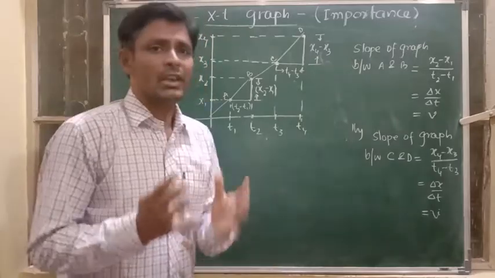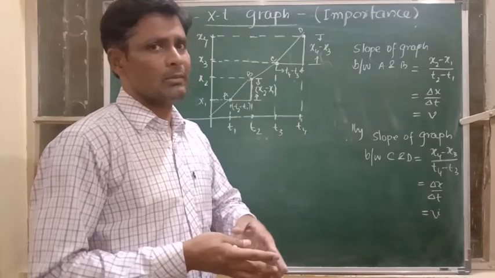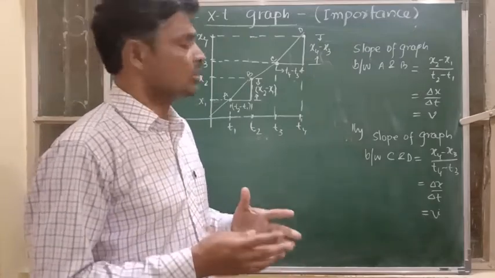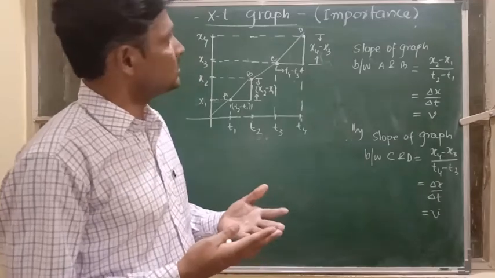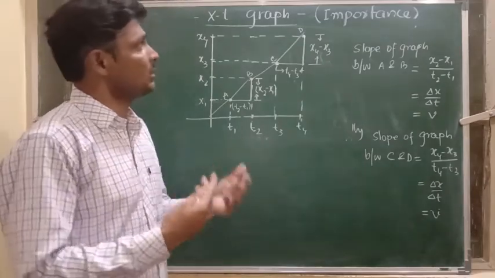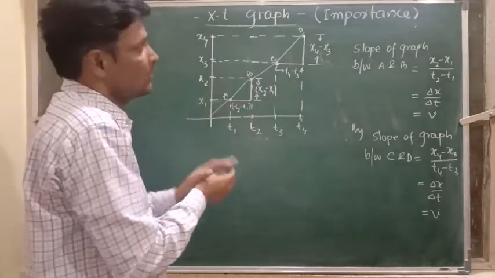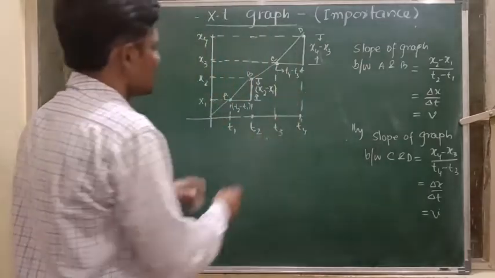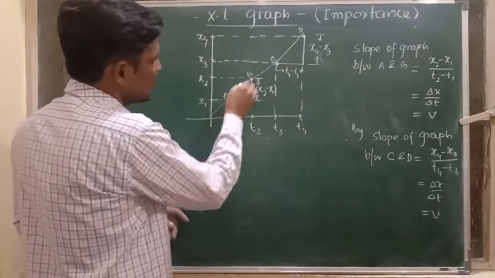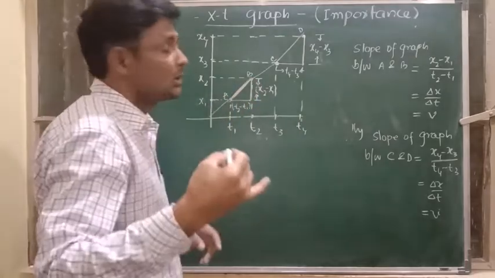Let us see what is the importance of xt graph. Using xt graph you will be able to find out the position of an object at different instants, and you can have another importance of this graph. Just first let us discuss what we can get from it. Slope of the graph between a and b. So in this graph the points a and b are here. What is the slope? Slope in Hindi is called dhalaan.